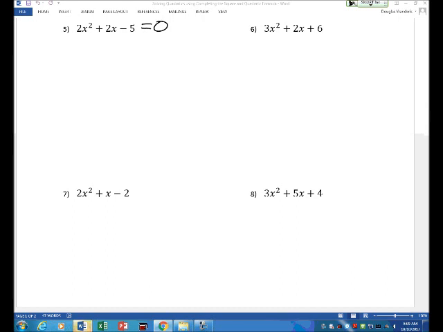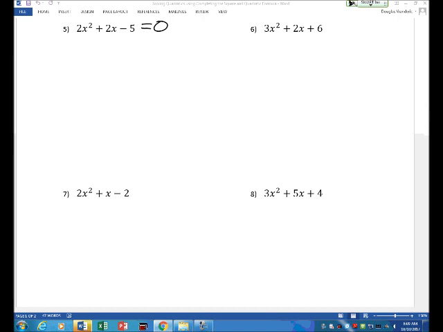You're not going to complete the square because what's in front of everything? A 2. And what was at the front of the previous four problems? A 1, just x squared. So if it's not a 1, you can't complete the square. So now that leads us to the last way, the quadratic formula.